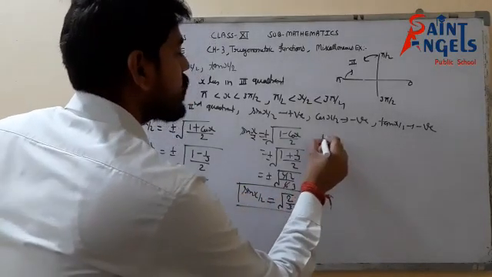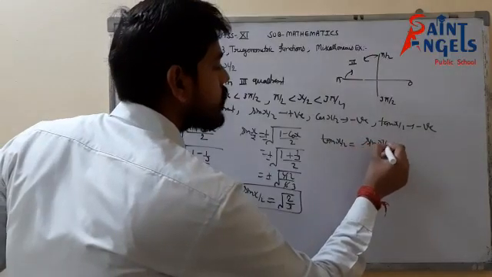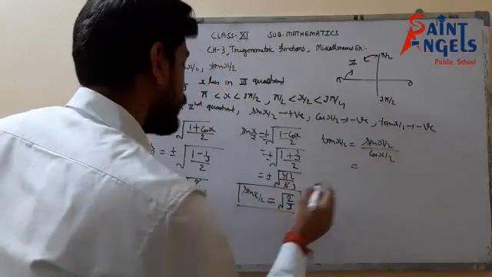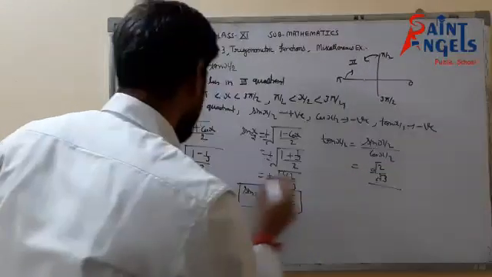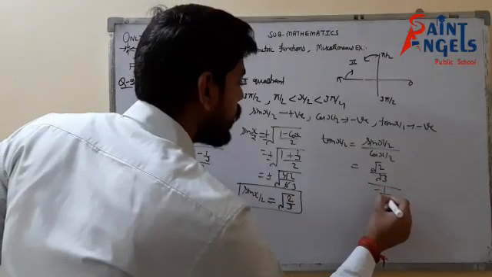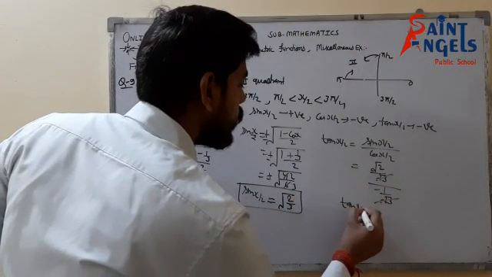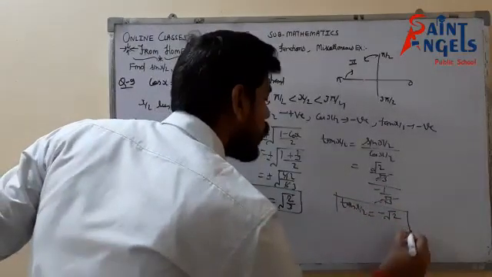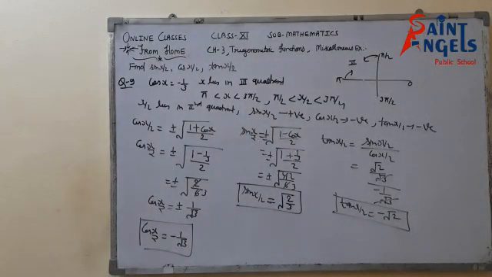Now the value of tan x by 2 equals sin x by 2 upon cos x by 2. Sin x by 2 is under root 2 upon under root 3 and cos x by 2 is minus 1 upon under root 3. So tan x by 2 equals minus under root 2. So I got all three answers. Please pause the video and note it down.